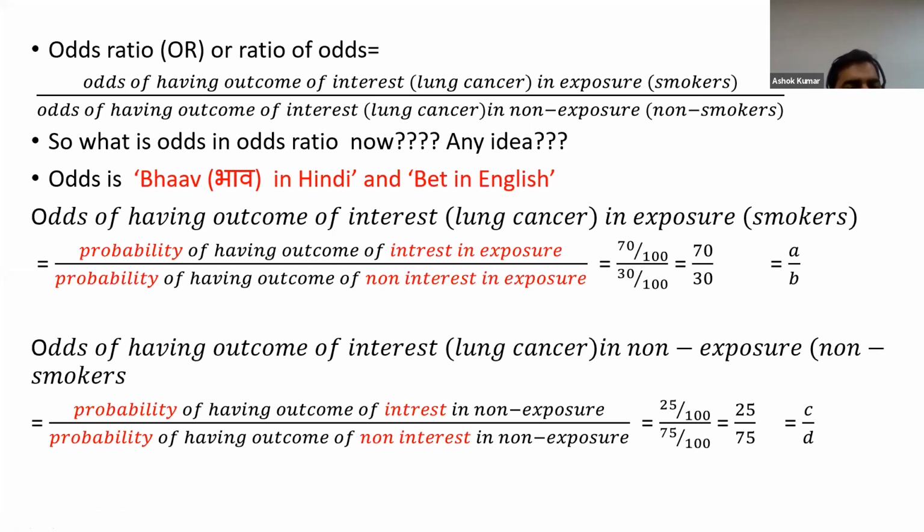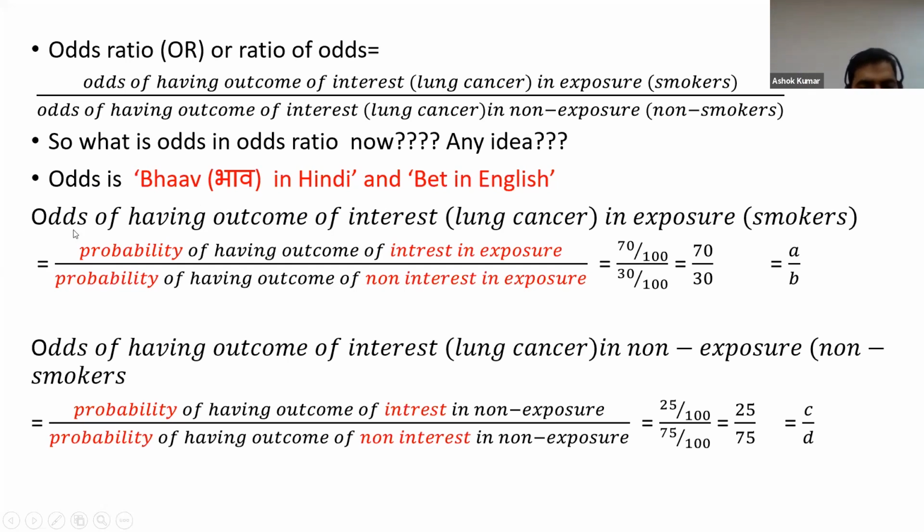So what are odds in odds ratio? Any idea? Odds is bhav in Hindi, or bet in English. You can think of horse riding, horse racing. You bet with someone, and that is a bhav. Like in the market, what is the bhav? That is 1 to 4, 1 to 10. This is odds.